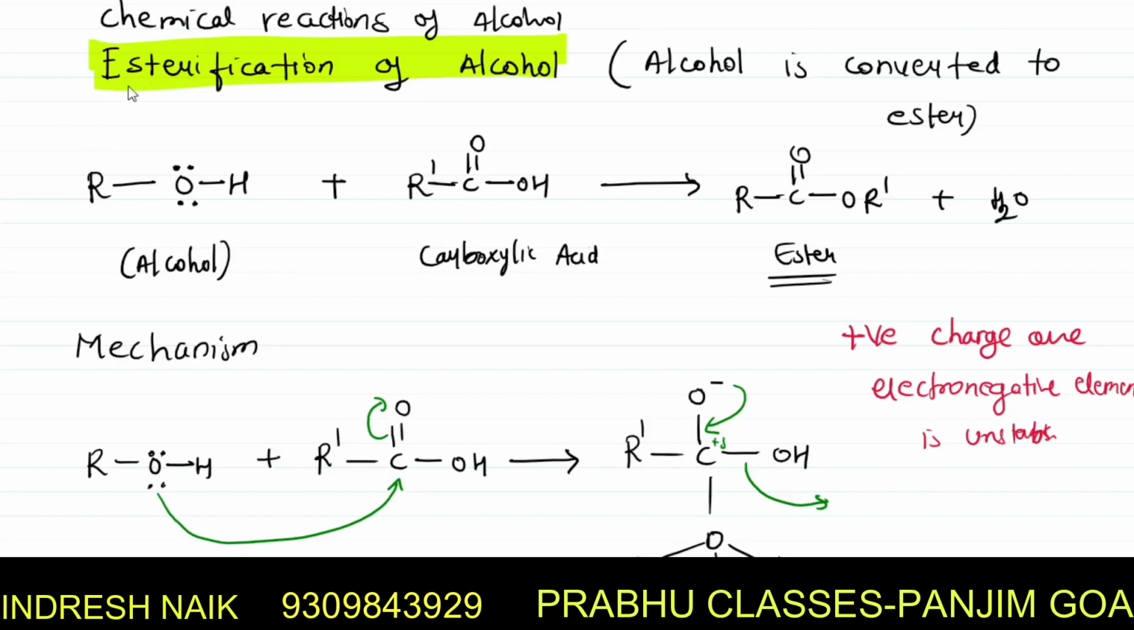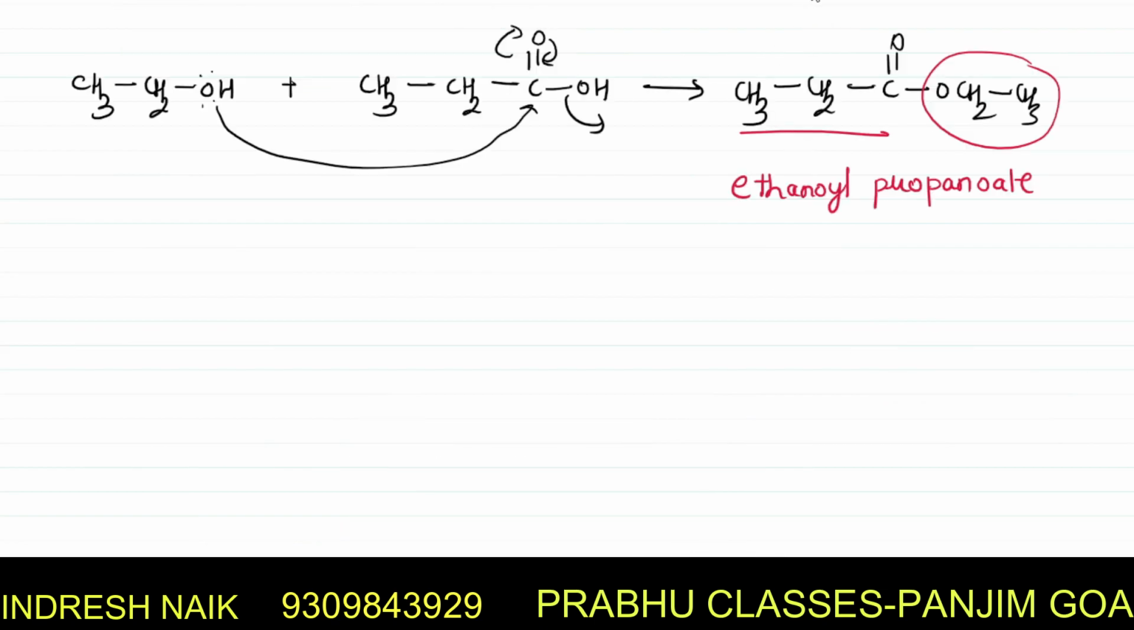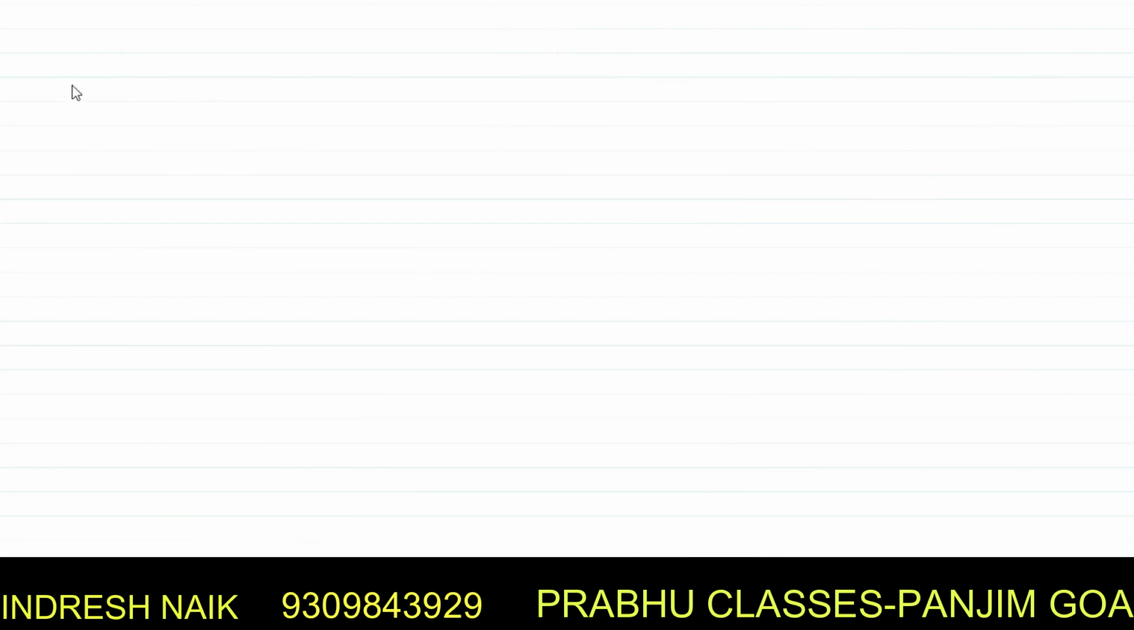Instead of R, it could be aromatic, a benzene ring also. This is also possible. Now, what will be a reaction of an alcohol with acetic anhydride? Acetic anhydride is this: CH3, C double bond O, C double bond O, CH3.